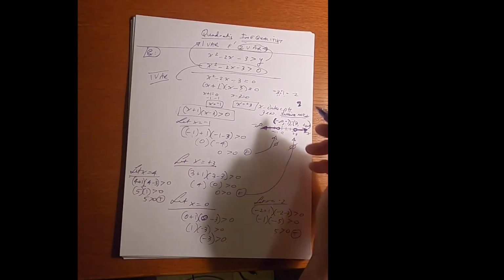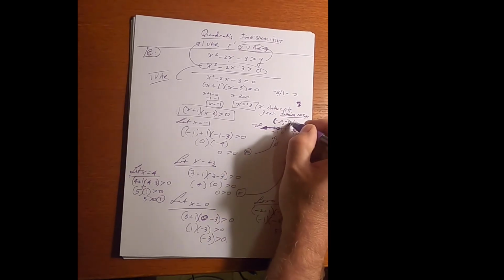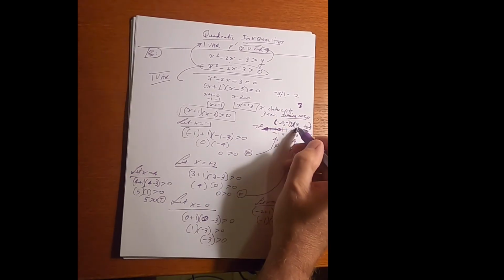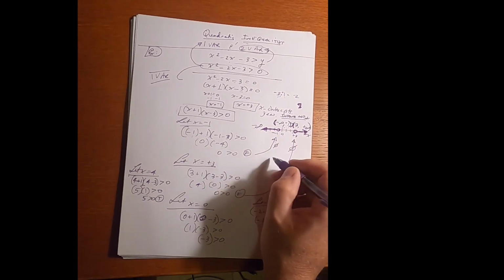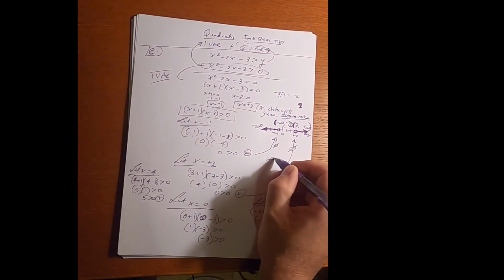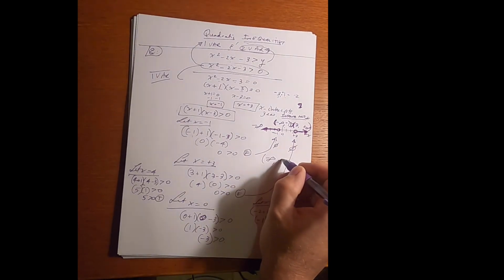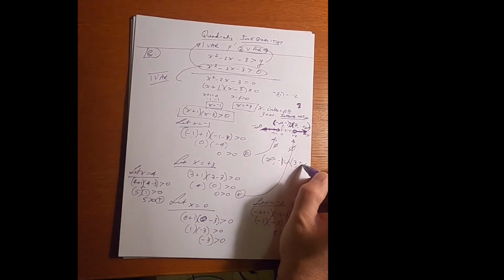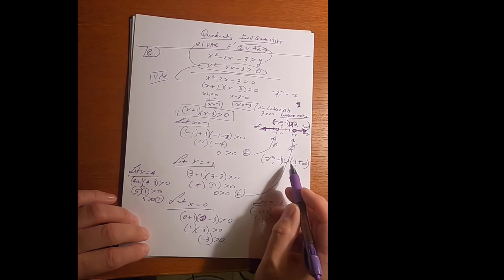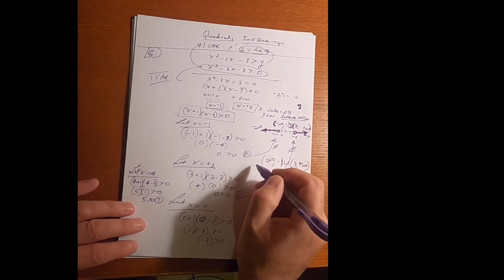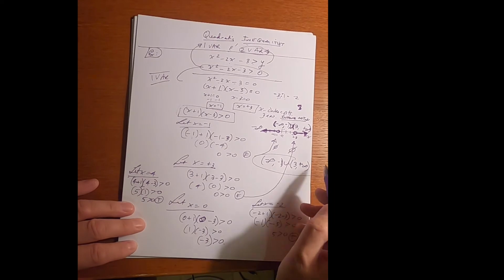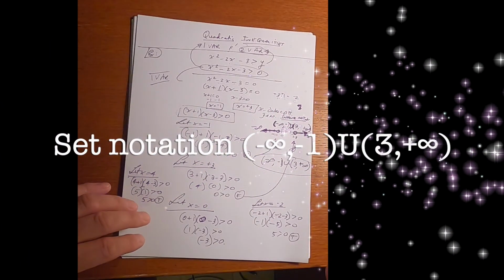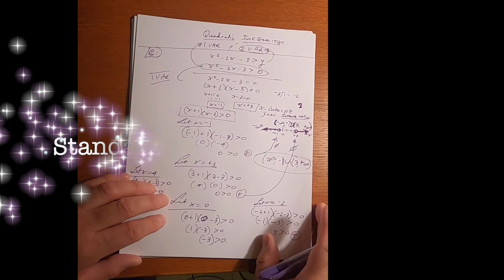Now this would be in union with this. So you would put a U. Okay, so the interval notation would be negative infinity, comma, negative 1, in union with 3, comma, plus infinity. Okay, in union. So there's your solution. The set of x is that. Okay, the set of x.